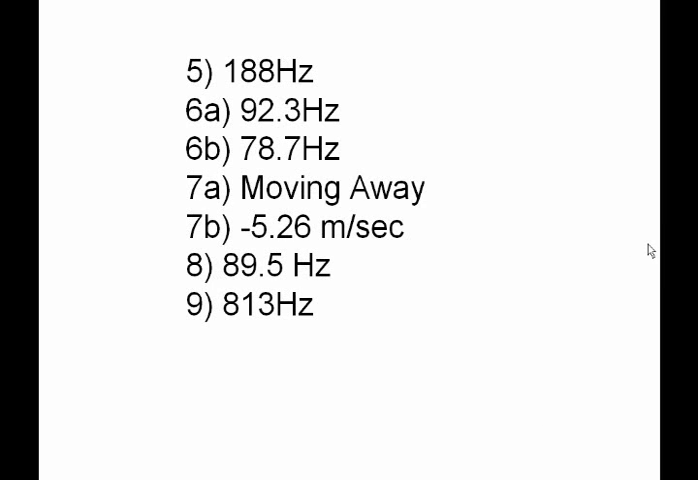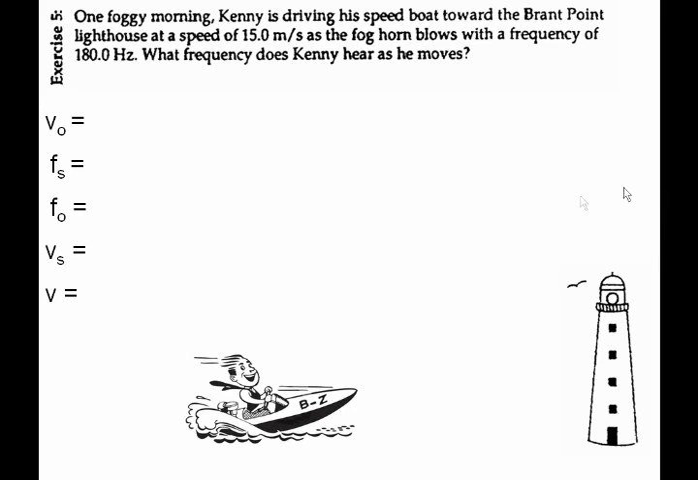All right, first problem. A foggy day, Kenny driving a speedboat towards a lighthouse. He has a speed of 15 meters per second, and the foghorn blows with a frequency of 180 hertz. What frequency does Kenny hear? So this establishes Kenny as the observer. Kenny's speed is 15, and it says he's going towards the lighthouse, so we're going to make that a positive 15. Remember, if you're going towards, it's positive. If you're going away, it's a negative speed.